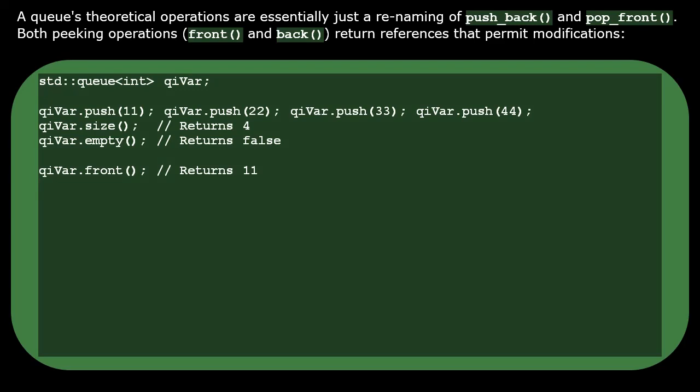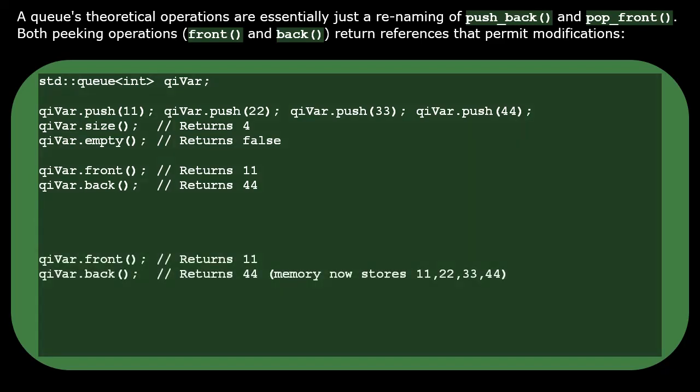Inspecting the other end isn't usually considered to be an official operation of a theoretical queue, but since the underlying deque makes that information so easy to get at, this queue class also exposes it. These peeking operations actually return references, which would allow you to tweak the contents of the ends of a queue. Again, this ability technically isn't part of a queue's theoretical definition.